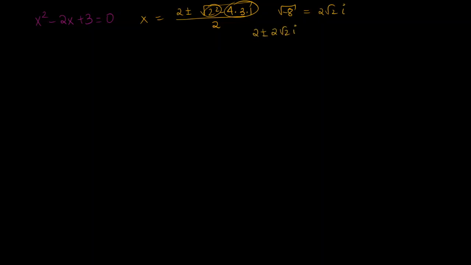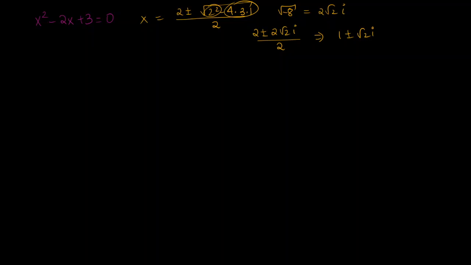When you solve a quadratic equation like x squared minus 2x plus 3 equals 0, which gives you complex solutions, the solution would be x equals 2 plus or minus the square root of 2 squared minus 4 times 3 times 1, all divided by 2. Here, 2 squared minus 12 is equal to negative 8. The square root of negative 8 is equal to 2 square root of 2 times i. Put that in and you will get 2 square root of 2 i, plus or minus, divided by 2. This gives you 1 plus or minus square root of 2 i.